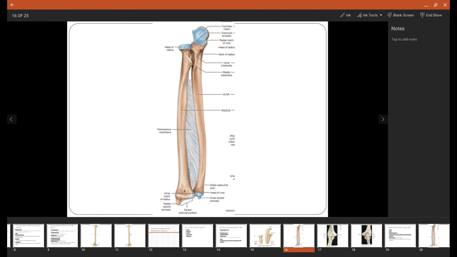So keeping that in mind for this ulna, we have the radial notch, telling us this is the lateral side. We have the trochlear notch and the coronoid process sticking out to the anterior, facing anteriorly now. So we know we have our right ulna bone.